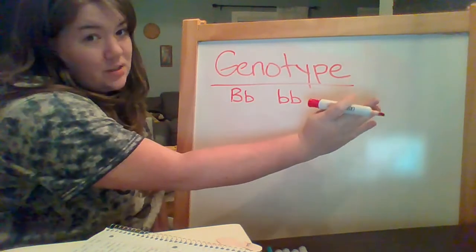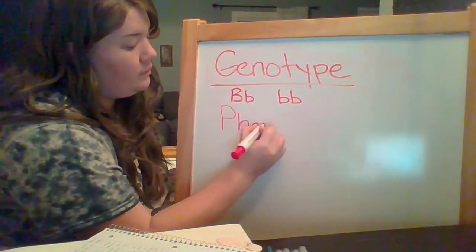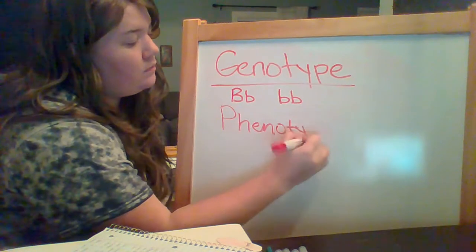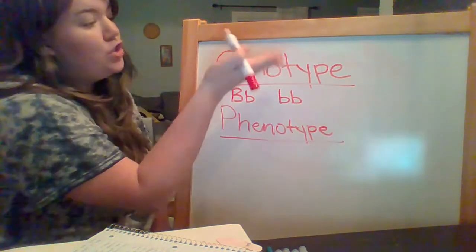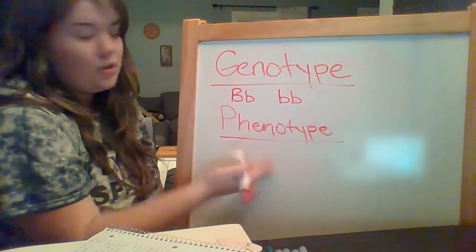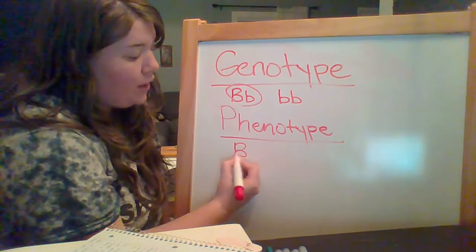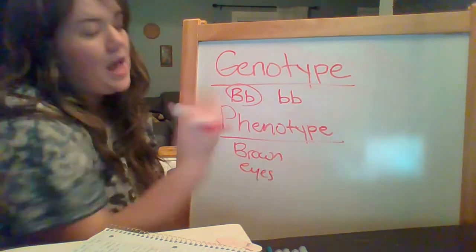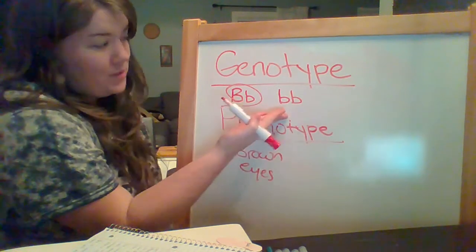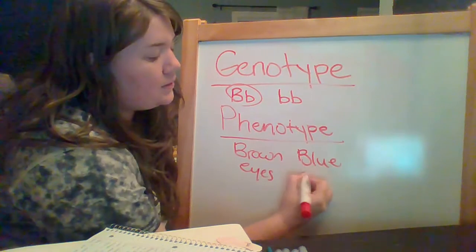That is your genotype. Your phenotype, that's the way your genotype shows up. So your dad's phenotype would be brown eyes. And your mom's phenotype, if this was her genotype, would be blue eyes.